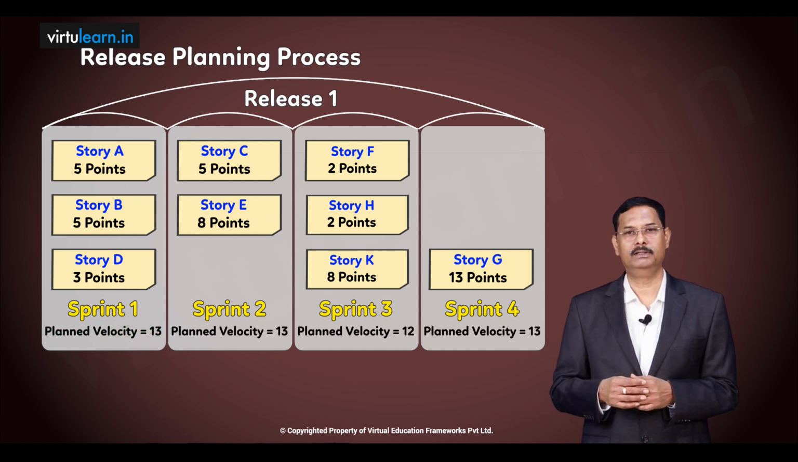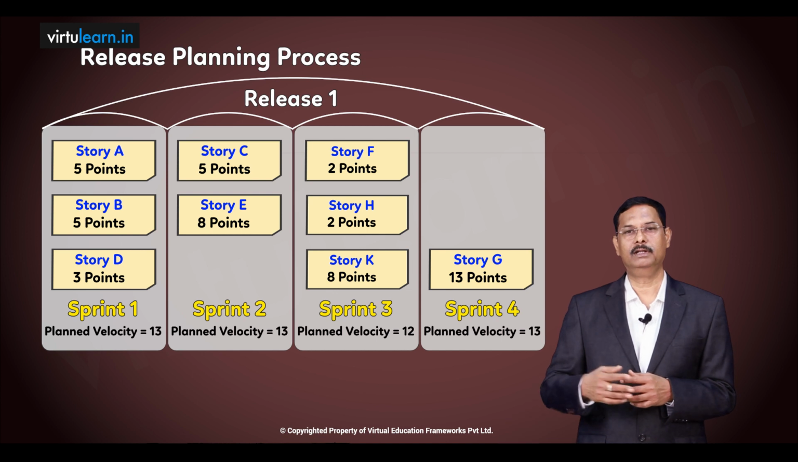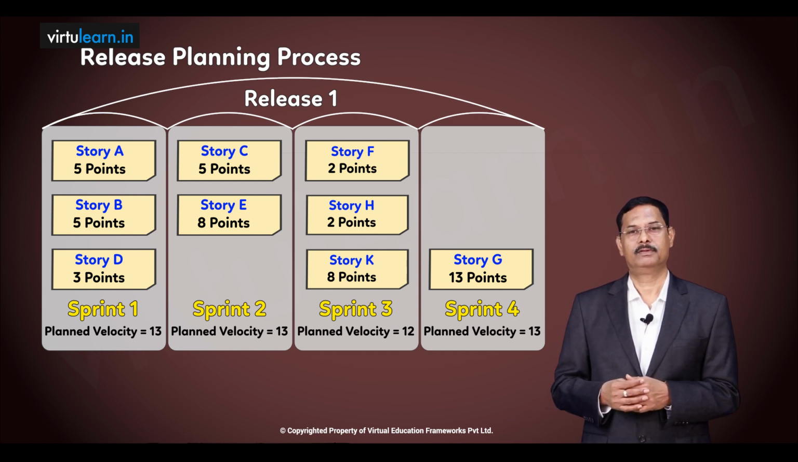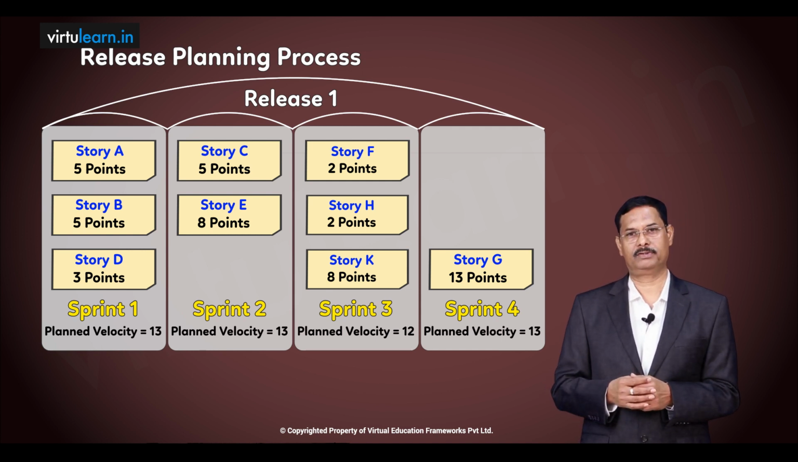At the end of this sprint, they might finish only 10 story points. So the actual velocity of the team would be 10 story points in that case.